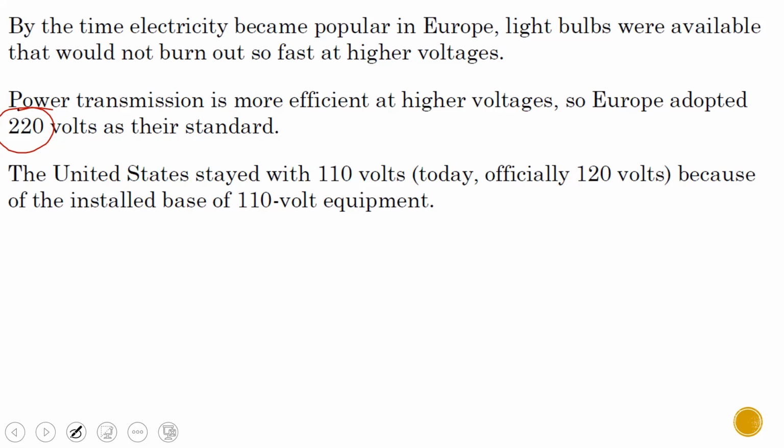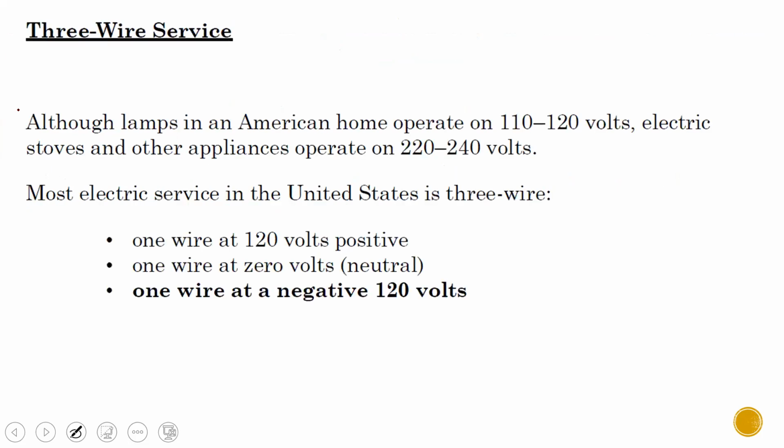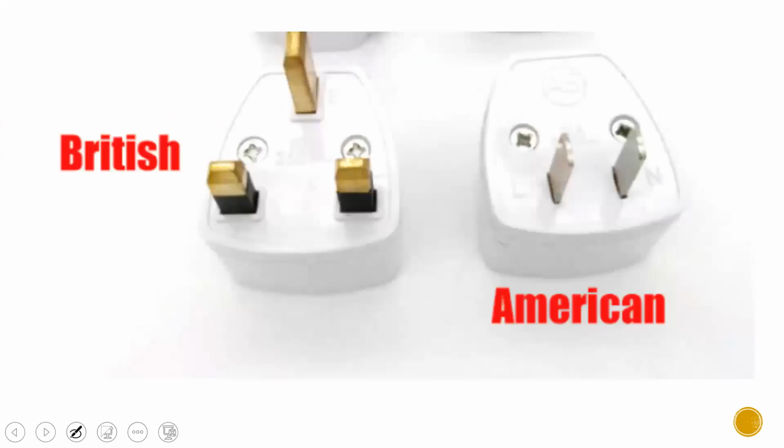But America could not change anything. They had already made their equipment and their power plants for 110, or 120 volts. So the United States stayed with 110 or 120 volts, because all of the power plants and the whole installed base of equipment work on 110. As we see here, we have two electric plugs. The first one is British and the second one is American.